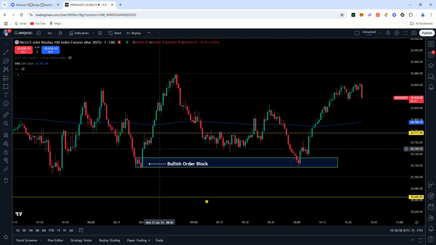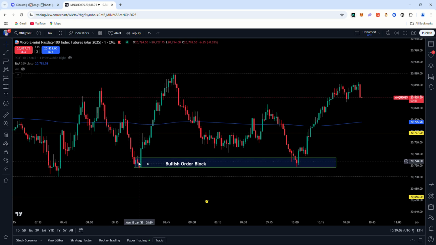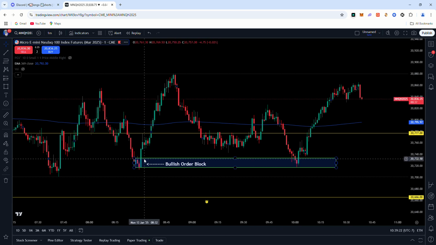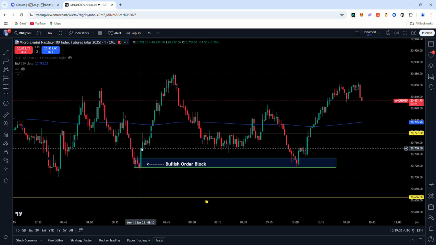So here on this screen, this is micro E-mini NASDAQ 100, right? Here we have a bullish order block. This is basically this order block on this 1 minute. This bullish candle is a block of orders, right? For someone with a lot of money, basically institutions or banks or family offices, someone who's putting in a lot of money or buying a lot of contracts, when they buy, they're going to push that price up pretty high.